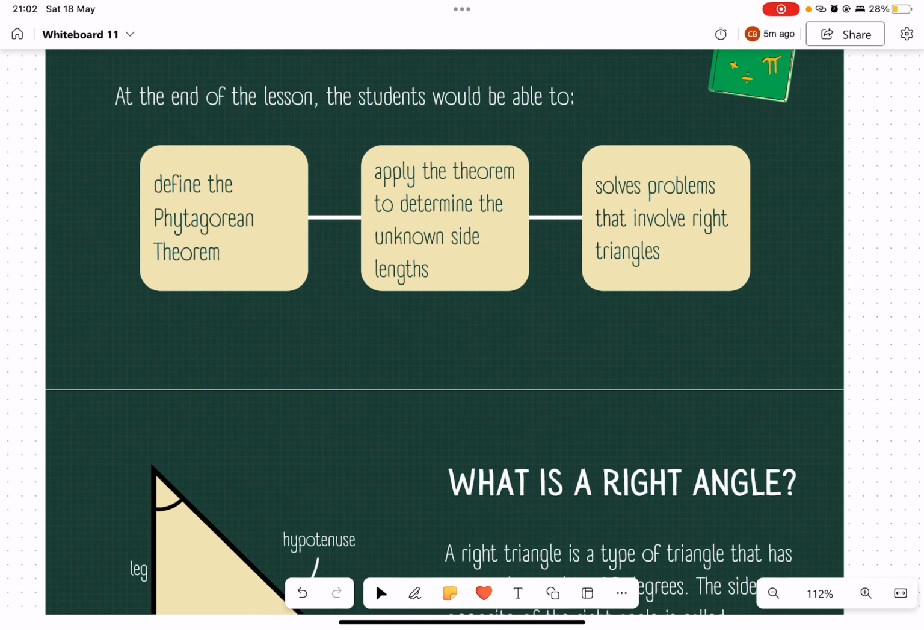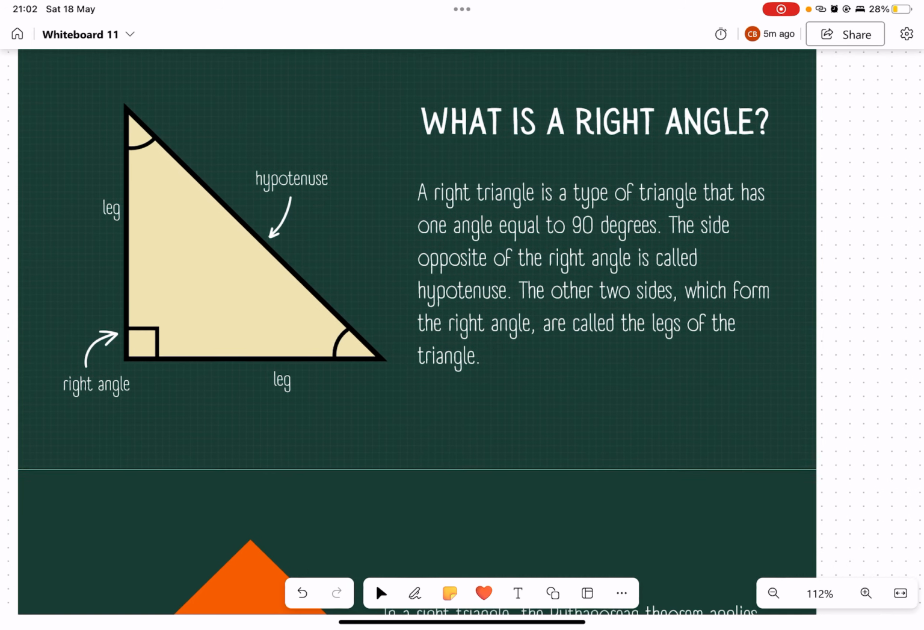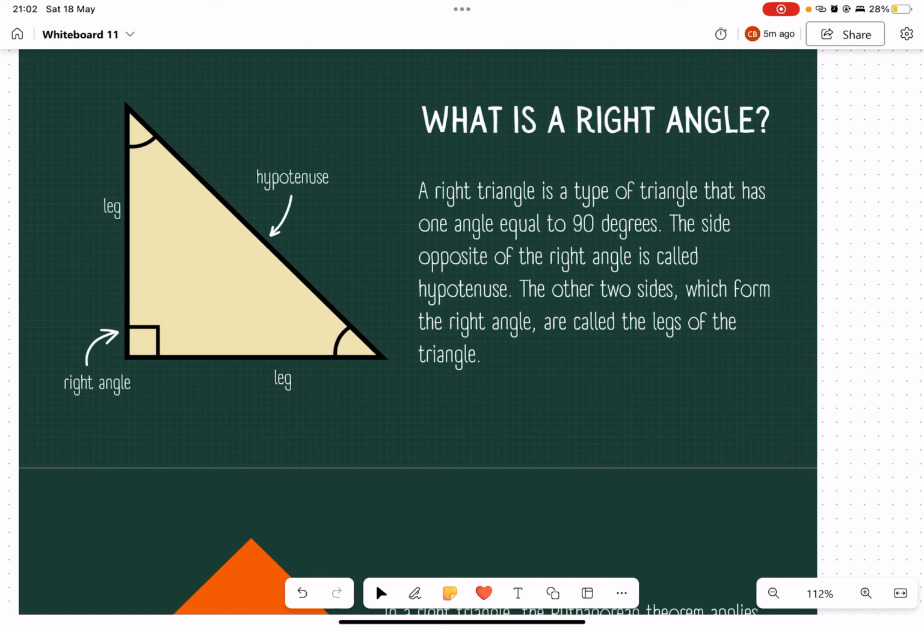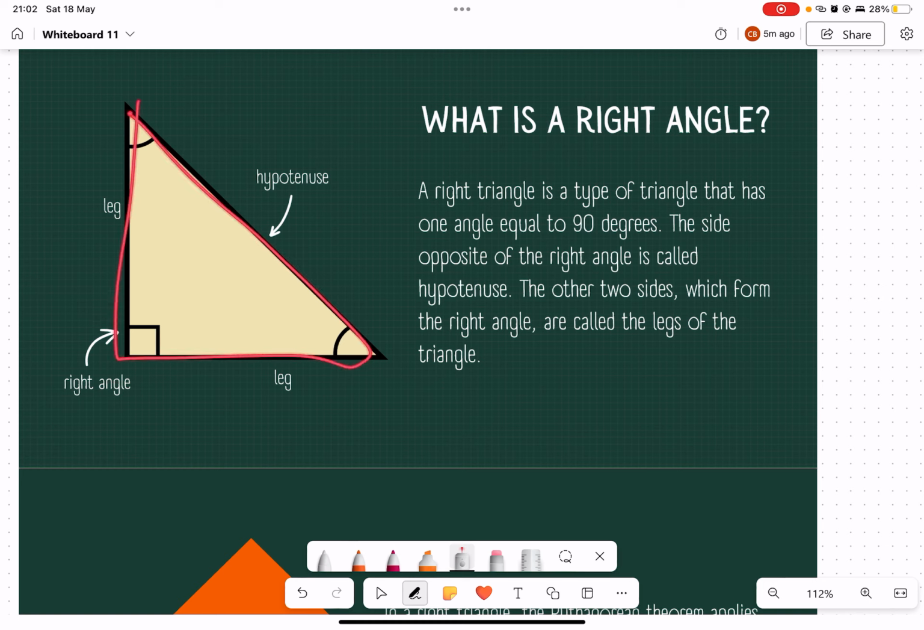So one may ask, what is a right-angled triangle? A right-angled triangle is a type of triangle that has one angle equal to 90 degrees. Just like here, you can see that on the corner we have 90 degrees. So we can conclude that this triangle is therefore a right-angled triangle.